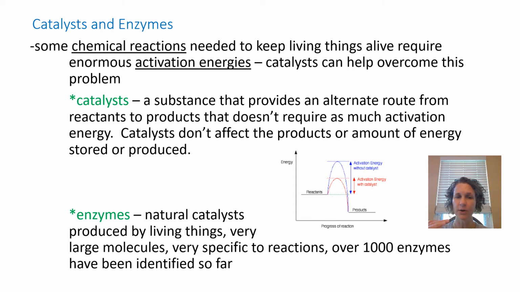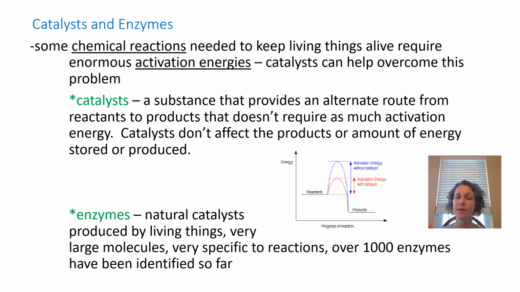So on that little graph, the blue dotted line that you see there, that's the tall line, as it goes up, you don't have a catalyst, and then the smaller hill, the little red one, is with the catalyst, so it's a much lower amount of energy. Catalysts don't affect the products that are formed. They don't affect the amount of energy that is produced in the reaction. They just help it happen faster.